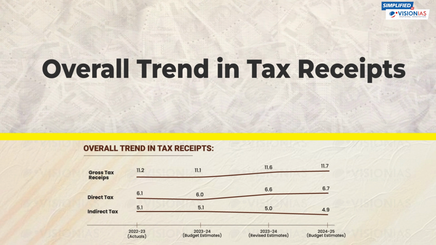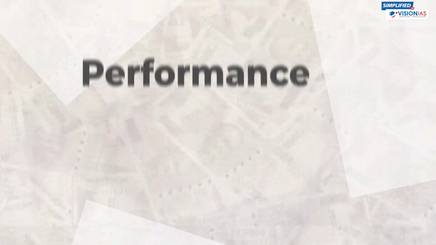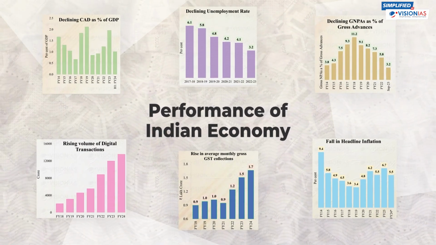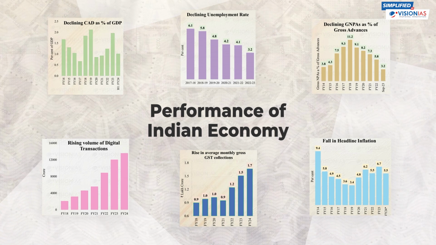During the same year, direct tax collections were 6.1%, while the indirect tax collections were 5.1% of total GDP. Looking forward to the following fiscal year 2024-25, budget estimates show a further rise in gross tax receipts to 11.7%, with direct tax at 6.7% and a minor reduction in indirect tax at 4.9%. Other trends include a decline in CAD to approximately 1% of GDP in financial year 2024, and a decline in the unemployment rate from 4.1% in 2021-22 to 3.2% in 2022-23.